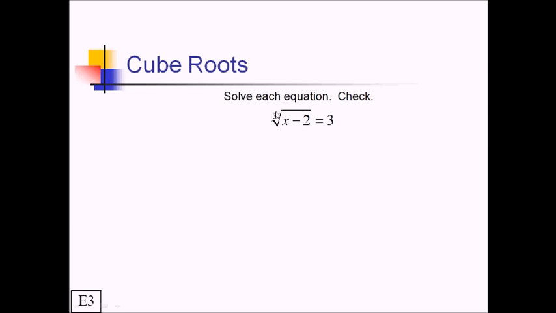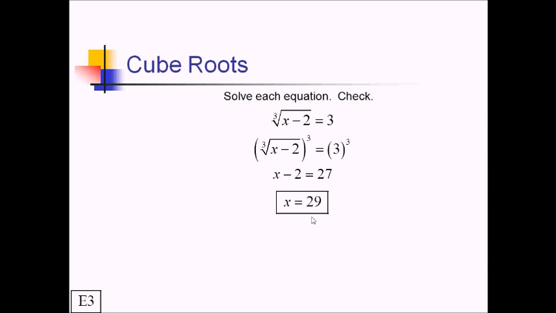So if we want to undo a cube root, we need to cube it. A cube undoes a cube root. A fourth power undoes a fourth root. Really, whatever the root is here, you just use the same power to get rid of it. Don't forget to raise the right side to the third power as well. So this will be x minus 2 on the left side and 27 on the right. And then we just add 2 to get our answer of 29.